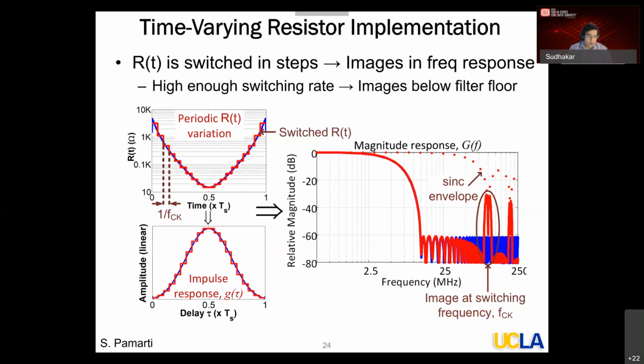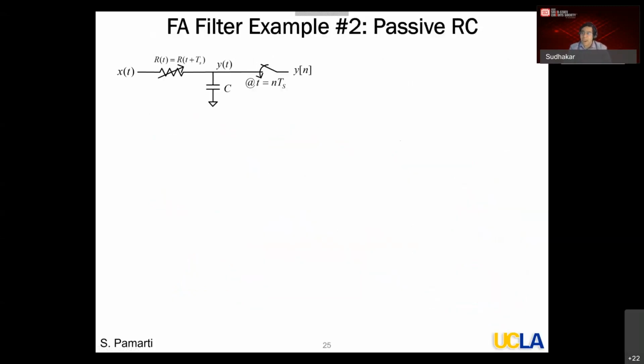So this blue curve, the resistor variation, the top left curve: instead of following the blue curve, I will follow a staircase version of the same thing, switching at some frequency FCK. And the effective impulse response will be this bottom left red curve. So it's like a staircase approximation of the blue curve, but I still get an FIR filter essentially. So that was the active RC example.